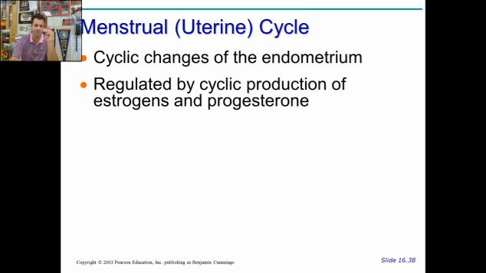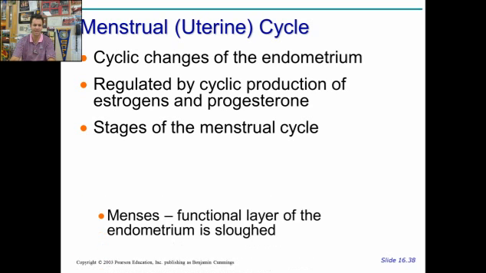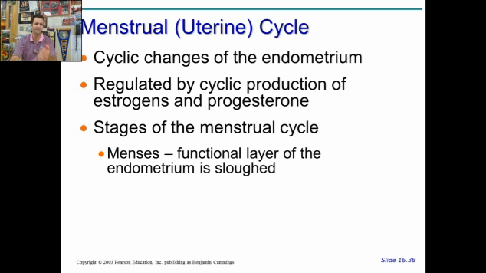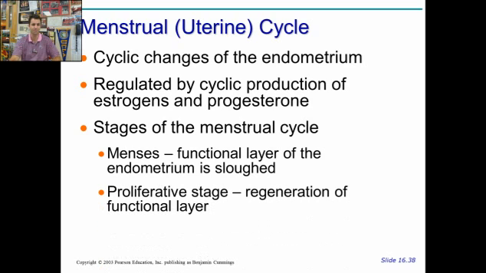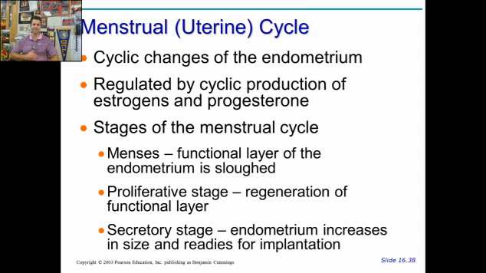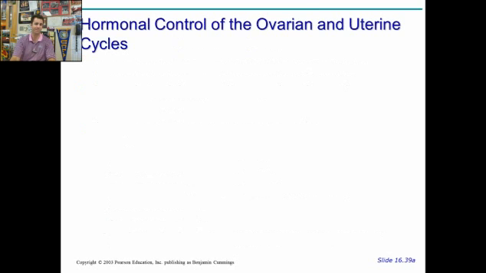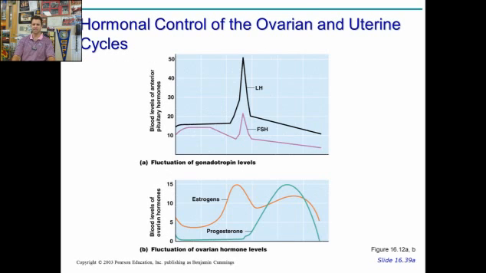And this is due to cyclical levels of estrogen and progesterone. And let's talk about how it works. So menses first is when the endometrium is sloughed off, where you have your bleeding, your period if you like. The proliferative stage is regeneration of the baseline endometrial layer. And then the secretory stage is when the endometrium increases in size and gets big and ready to implant. That big red pillow, as I describe it. So let's look at the next two slides here.